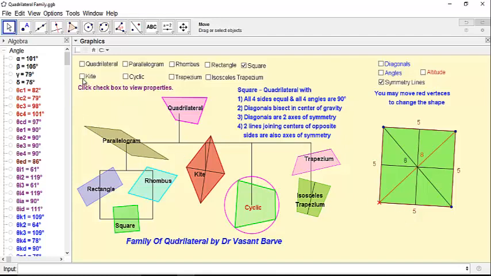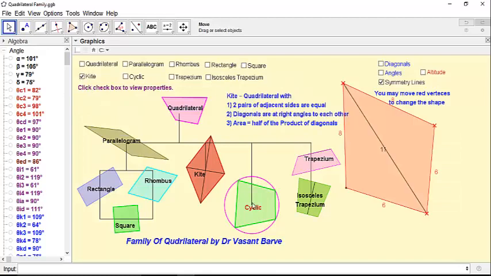Now let's go ahead and see the properties of a kite. In the case of a kite, you have 2 adjacent sides equal. These 2 are equal, these 2 are equal. And hence, one of the pairs of the angles, the opposite angle pair, is equal. Only one, not the other one.